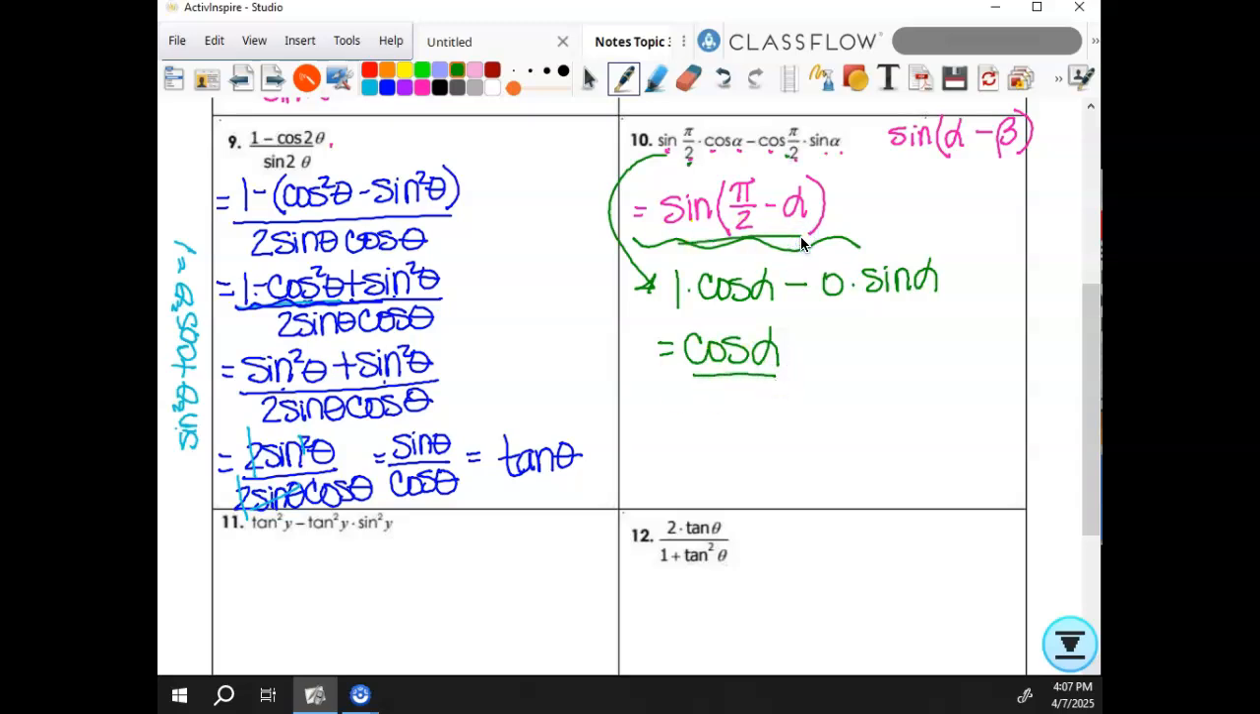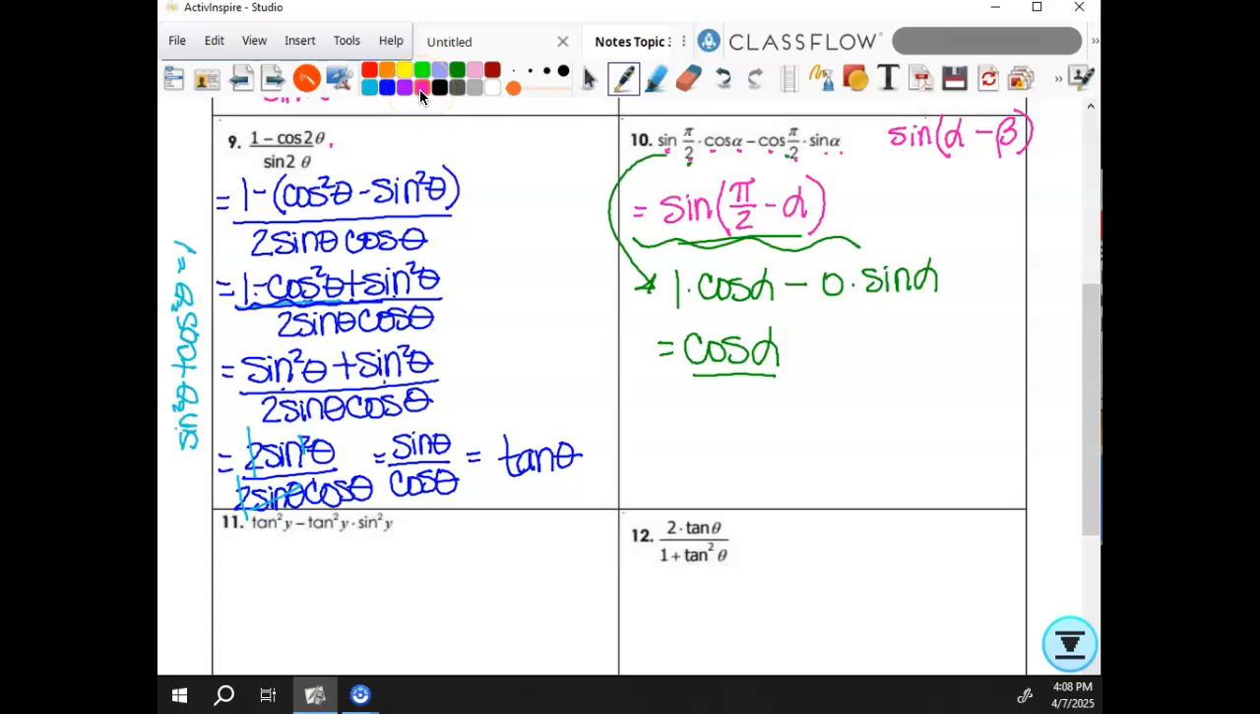So 1 times cosine is cosine, 0 times sine is 0, so here's another answer. And think about how the translations work, right? Sine is just cosine shifted over and vice versa, and that's what's happening there. So depending on whether it said you need to have just sine in the end or just cosine in the end, that's how you would decide which one it is.